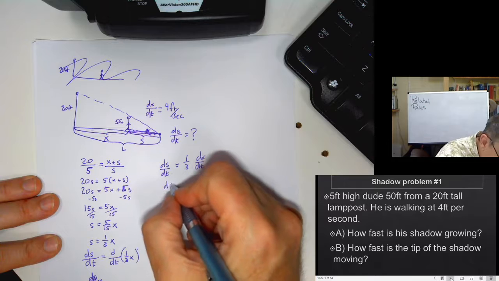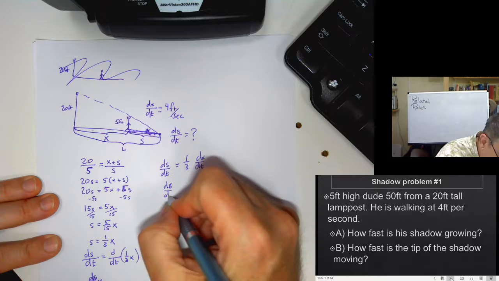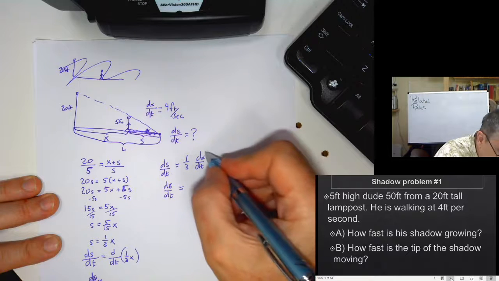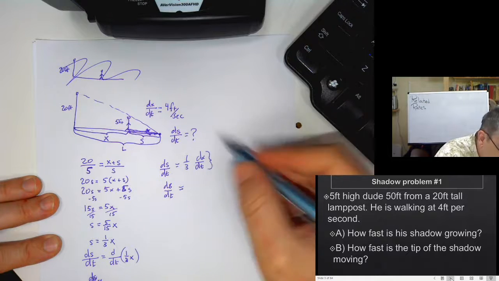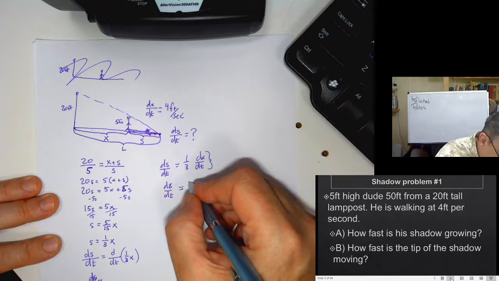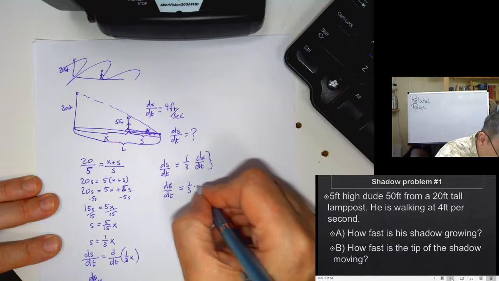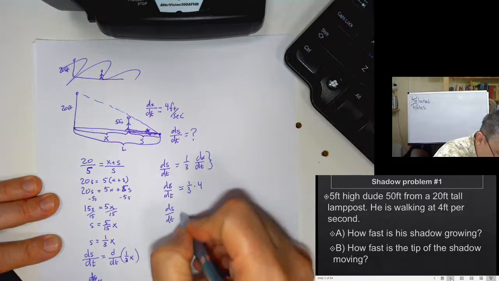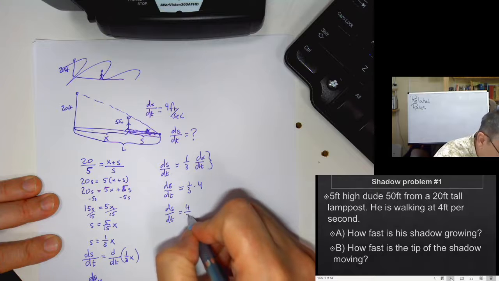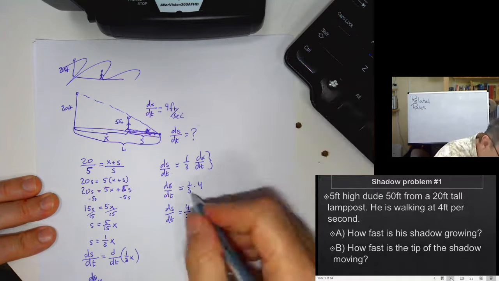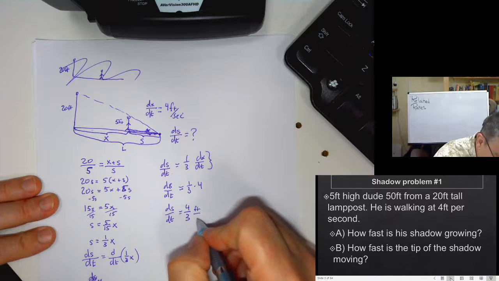So ds/dt equals 1/3 dx/dt. We already know this, right? We know that it's 4. So it's going to be 1/3 times 4, or ds/dt is going to equal 4/3. And then what's our units? Feet per second. Okay. Hopefully the other ones will go smoother.